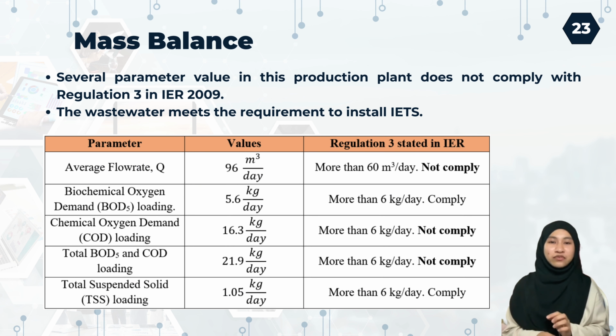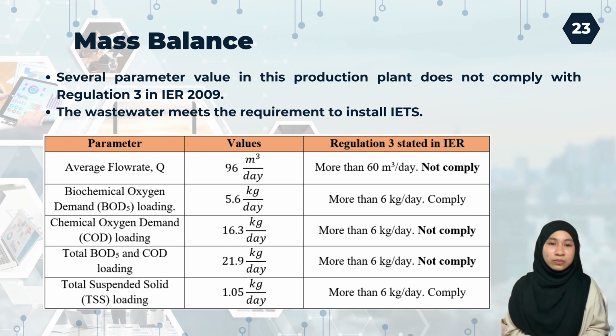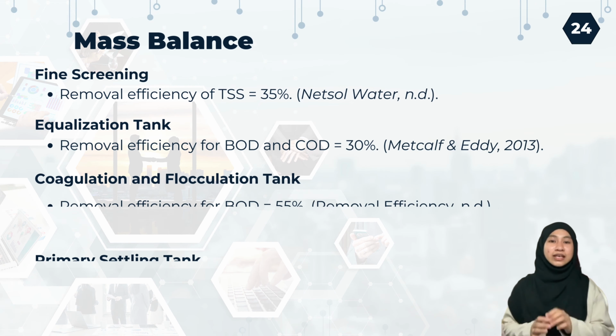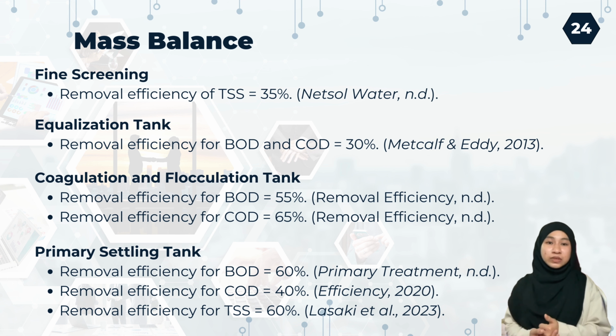Since several parameter values in this production plant do not comply with Regulation 3 of IER 2009, the wastewater meets the requirement to install IETS. A mass balance calculation for each unit operation within the IETS will be based on the assumptions provided. In IETS, we use 6 equipments for wastewater treatment in order to get parameter values that comply with Standard B.